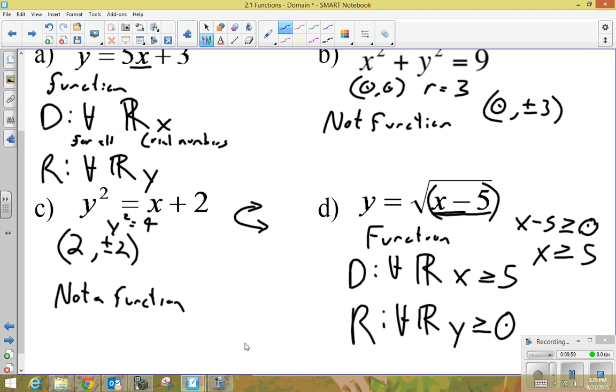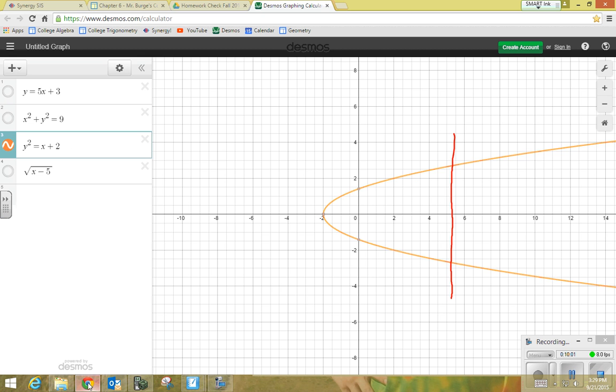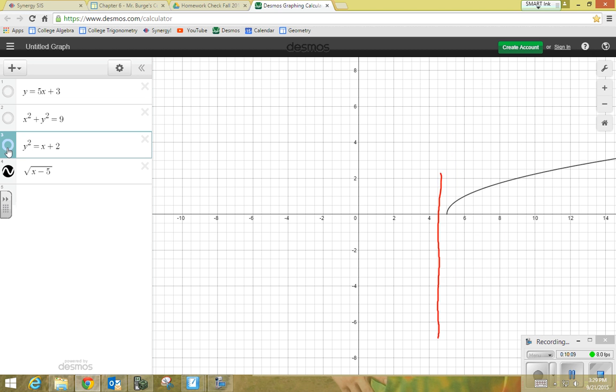Again, I can graph this and let's think of it visually. And I can see, yes, it does pass my vertical line test all the way through. And as I look at my domain, I can see that it's x's greater than 5 going off in this direction. And I can see that for my range, it's values greater than 0 for y going off in that direction.